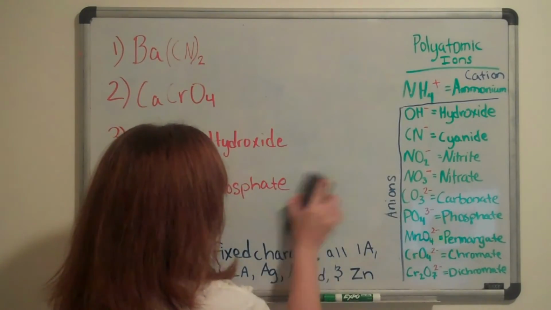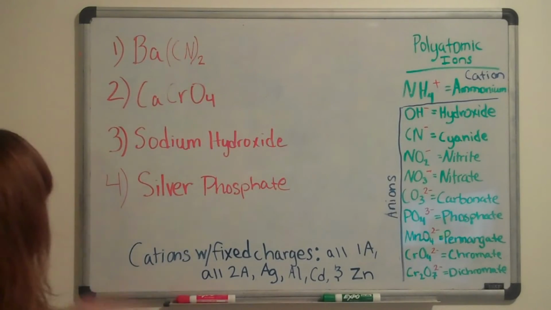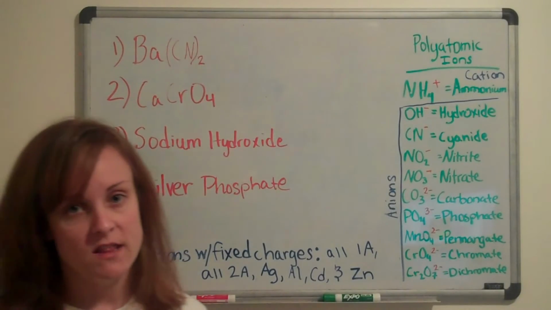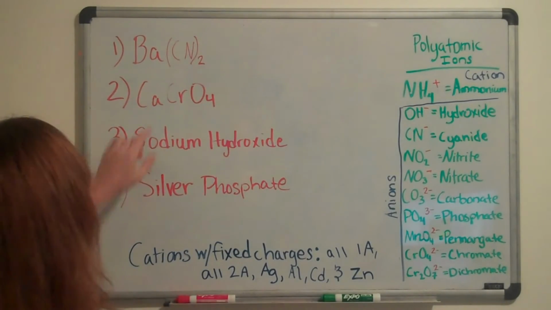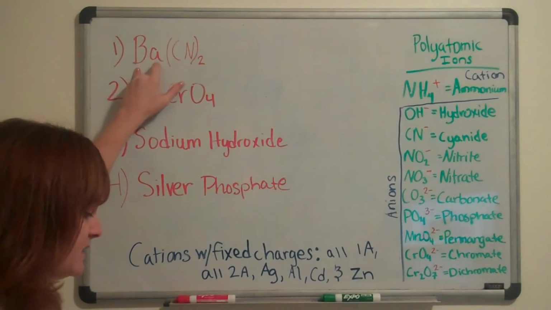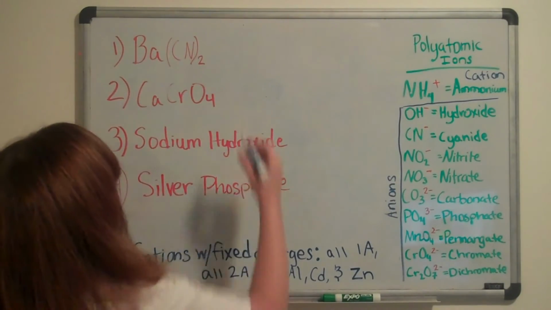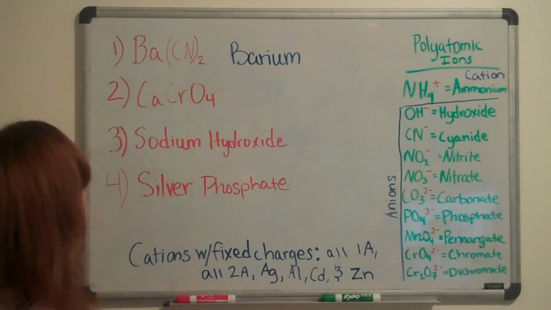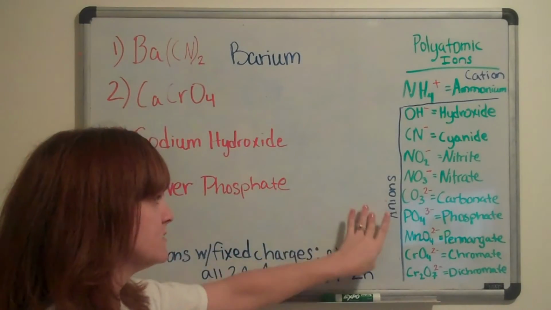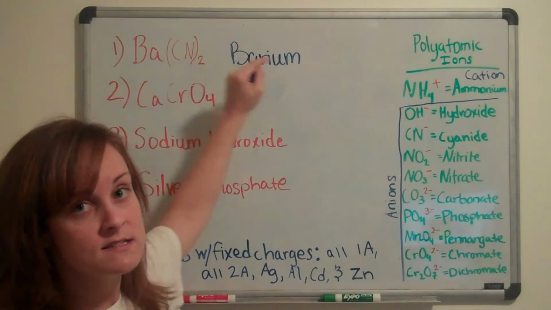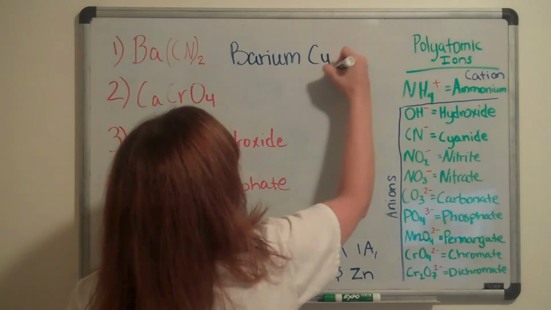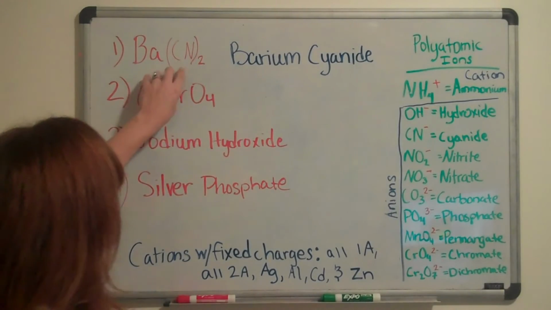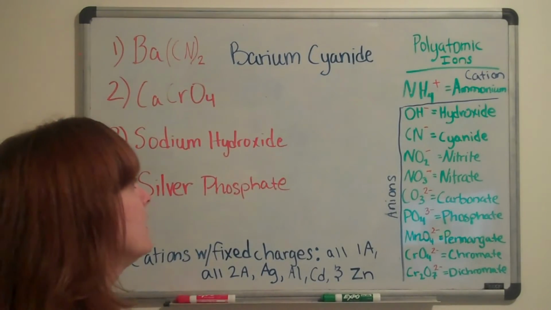So let's look at our first example. We have BaCN2. We name the cation first and the anion second. So we look in the periodic table. Our periodic table tells us that the symbol Ba is barium. And we know, because we have this polyatomic ion list memorized, that CN is cyanide. So we're naming the anion second, and the name for this formula is barium cyanide.